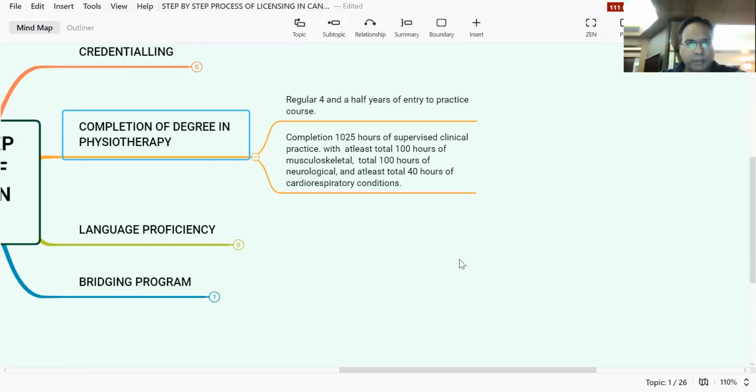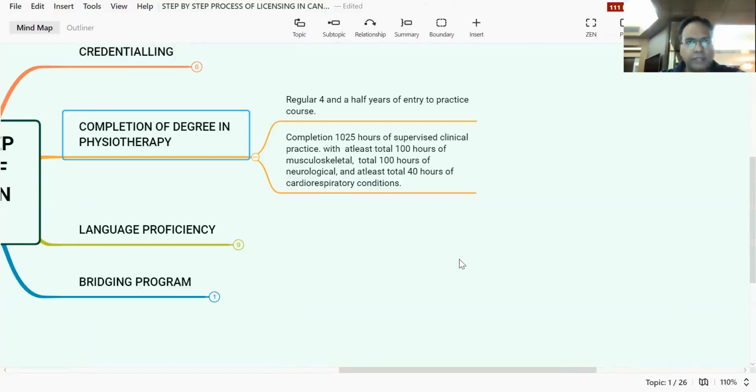From the perspective of India as a country, the entry to practice is the bachelor's degree, or the BPT degree, which is considered the entry to practice qualification for a physiotherapist.